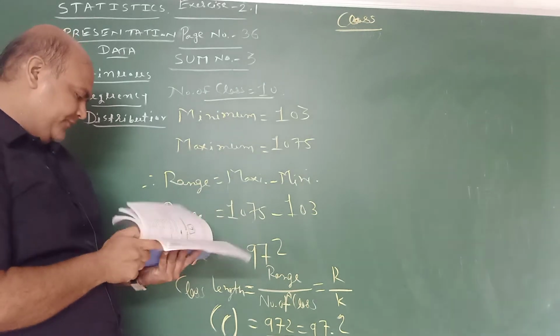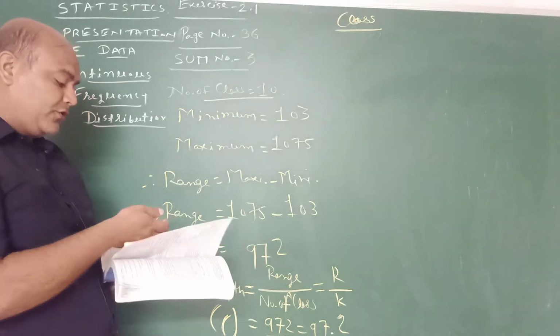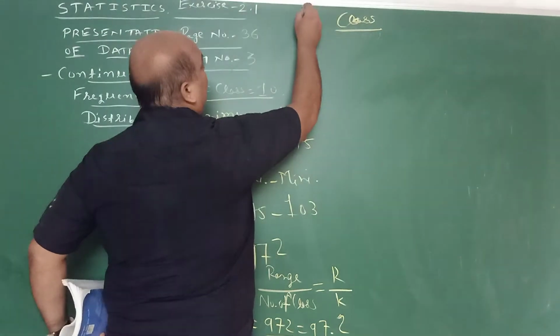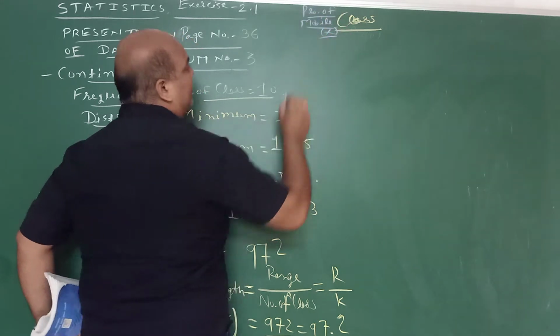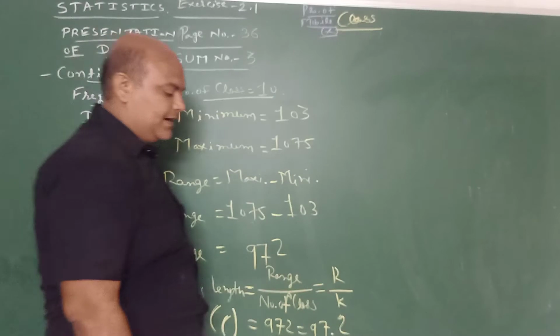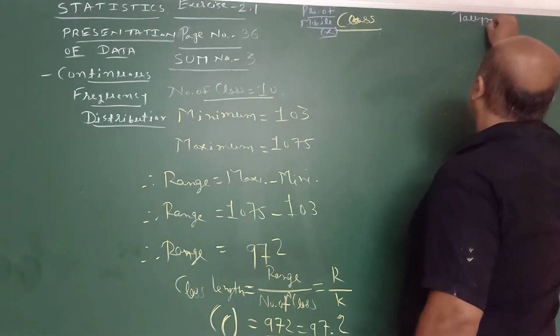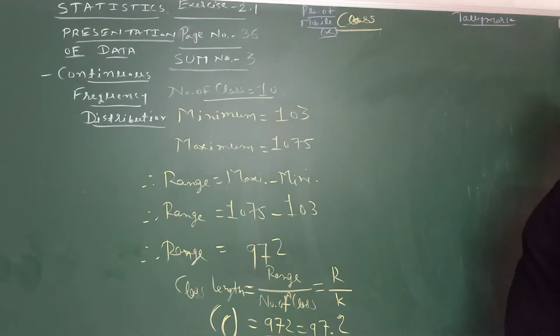Class is actually our variable, and that is production of mobile phones. Production of mobile, that is our variable. So we take class for that. Then the next column is tally mark, and the last column is frequency, that is F.